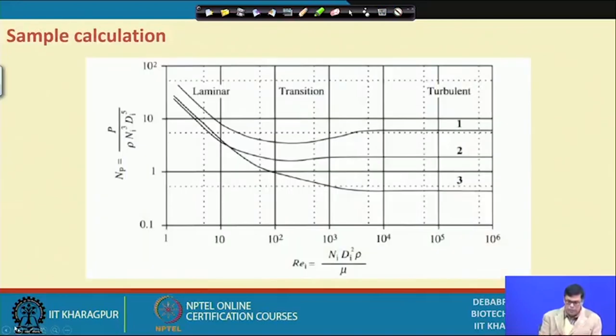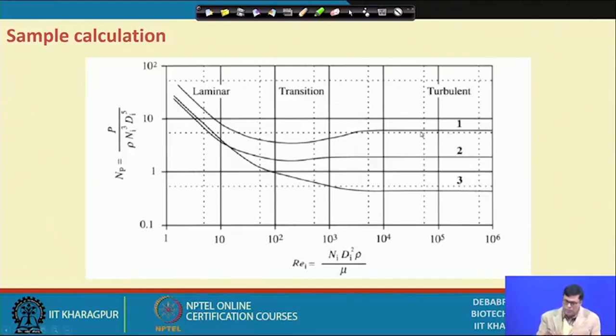Now, here I want to show you the different regions we have. We have laminar flow, we have transition flow, and we have turbulent flow. The turbulent flow, I told you, lies from 10^4 onward, and approximately between 10^2 and 10^4 we have the transition phase, and laminar flow is usually at Reynolds number 1 to 10^2. So, this is the reason that we have these regions.